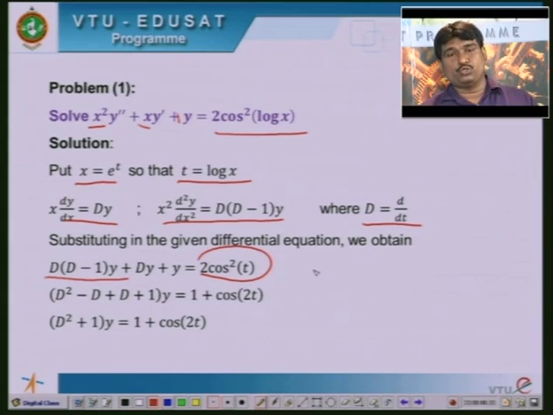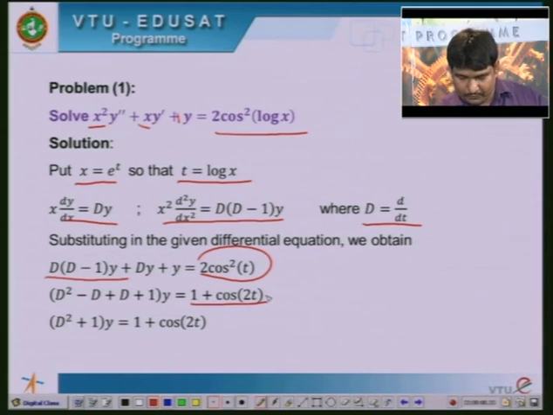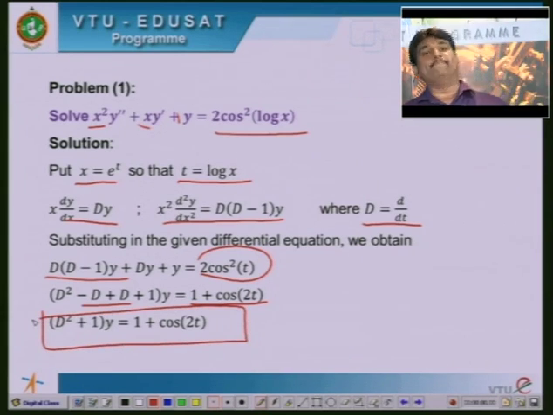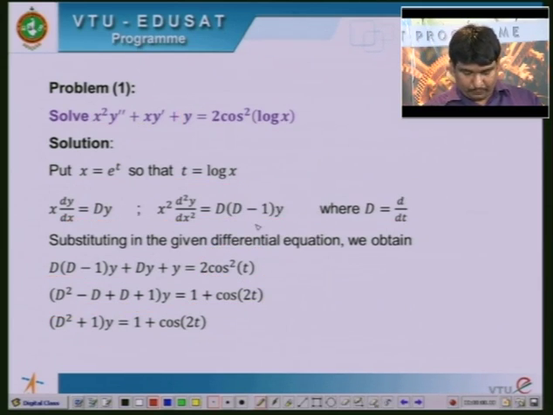You know that 2 cos square t is 1 plus cos 2t. If it is 2 sin square t, we would have written it as 1 minus cos 2t. So, 2 cos square t is 1 plus cos 2t. I have converted it. Next, I will simplify this. I will get d square plus 1 of y equals 1 plus cos 2t. Yes, this is a reduced equation. It is an equation with constant coefficients. You know how to find its solution now. So, I will quickly go about its solution.